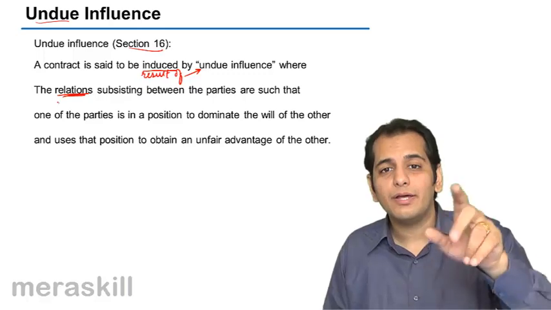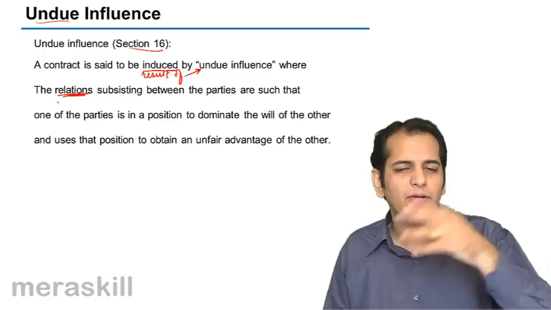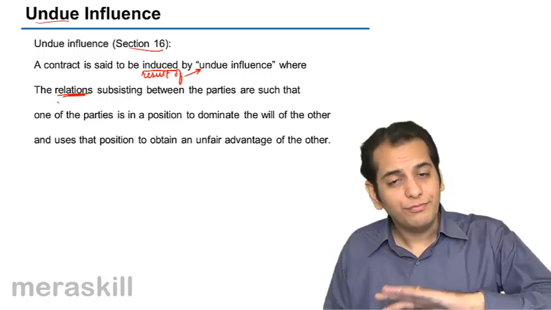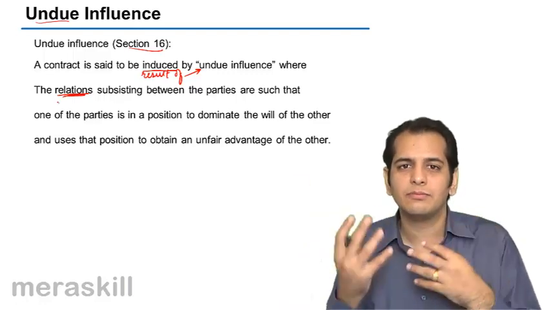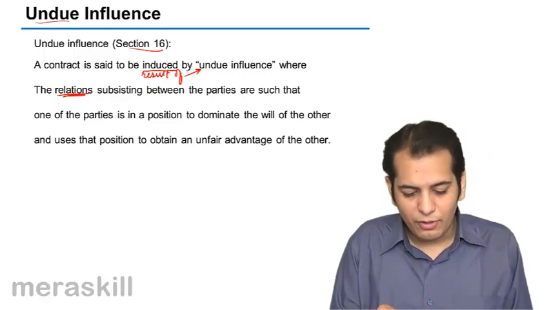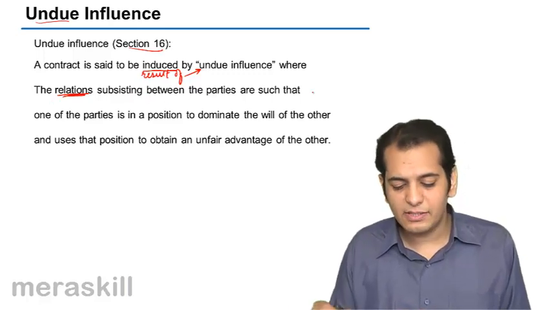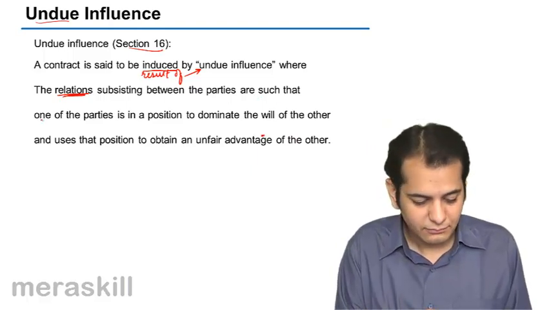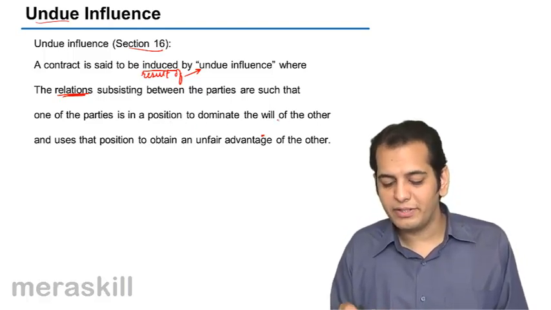However, to apply coercion, a relation is not required. Coercion can be applied on anybody, but undue influence is often applied only on our near and dear ones or persons with whom we have some relations. So it says the contract is said to be induced by undue influence where the relations subsisting, meaning existing, between the parties are such that one of the parties is in a position to dominate the will of the other.